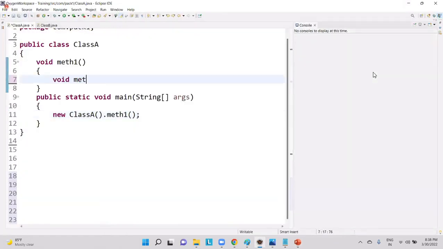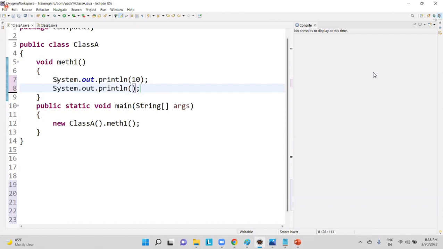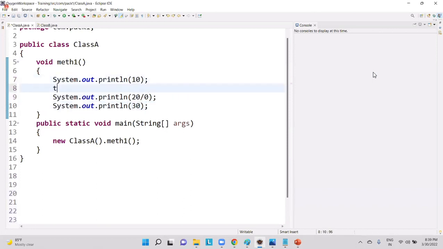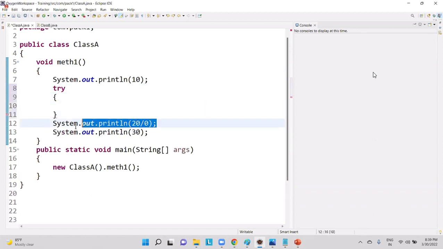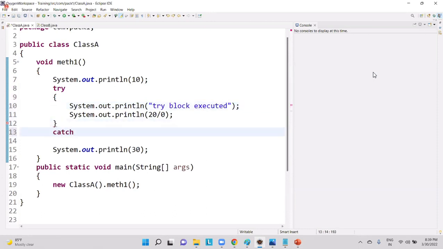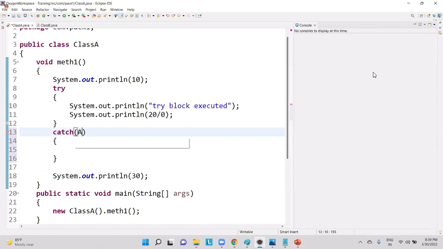Void, sorry, SYSO 10. After that, SYSO 20 by 0 and System.out.println 30. Now try block. Inside the try block, I need to write the suspicious code. Now System.out.println, I'm writing "try block executed".